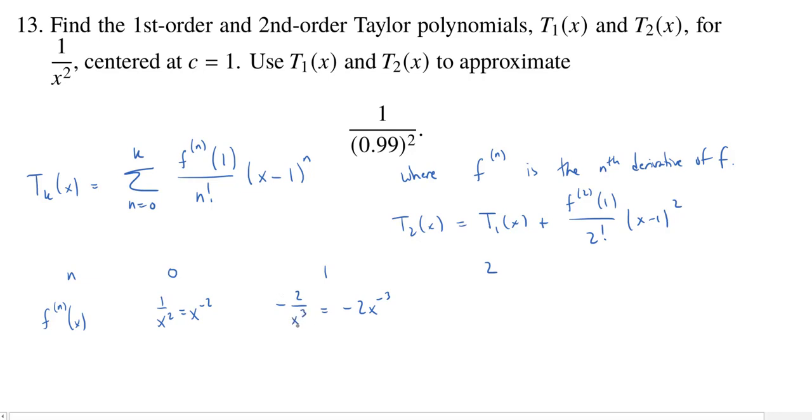Why am I doing that? Well, I like to plug numbers in when it's in this left form. I'll take one more derivative, and that'll give me 6x to the negative 4, or 6 over x to the 4th. Now, we're not done with the table because we haven't computed f^(n) of 1, just f^(n) of x. So let's now compute f^(n) of 1. This is pretty easy. All we have to do is evaluate these functions when x equals 1. So 1 over 1 squared is 1. Negative 2 over 1 cubed is negative 2. And 6 over 1 to the 4th is 6.